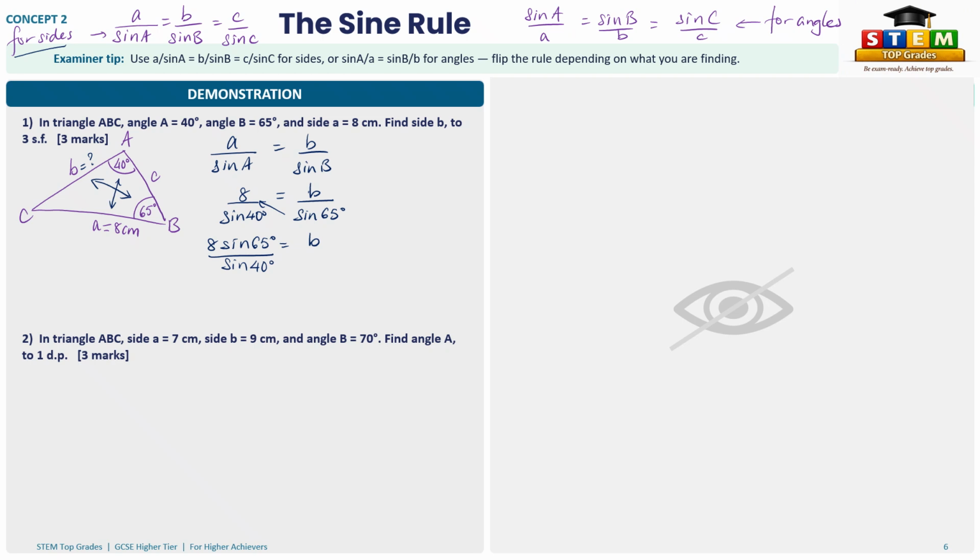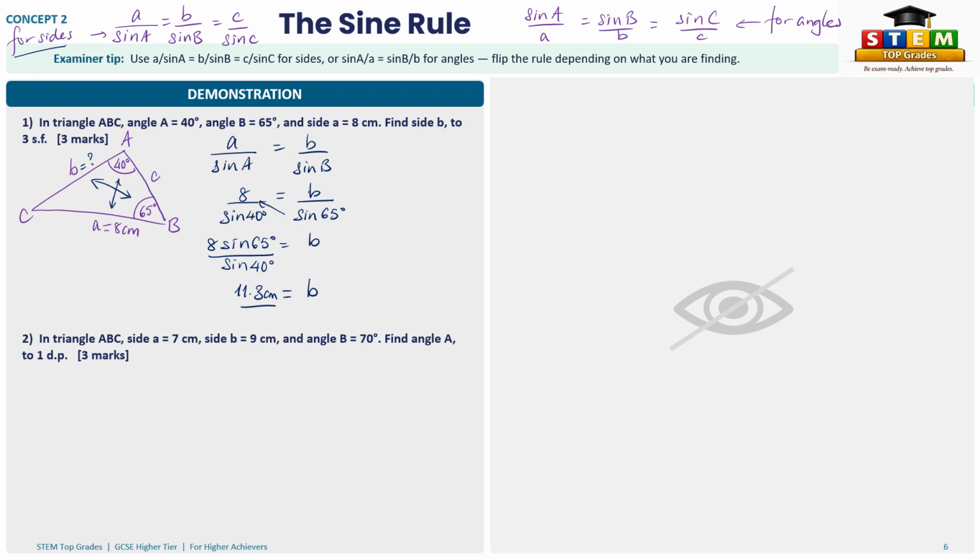Okay, and in that case, using your calculator, you're going to get sine of 65. So from the calculator, I can work it out. So that's going to be B equals to 11.3 centimeters to 3 significant figures.